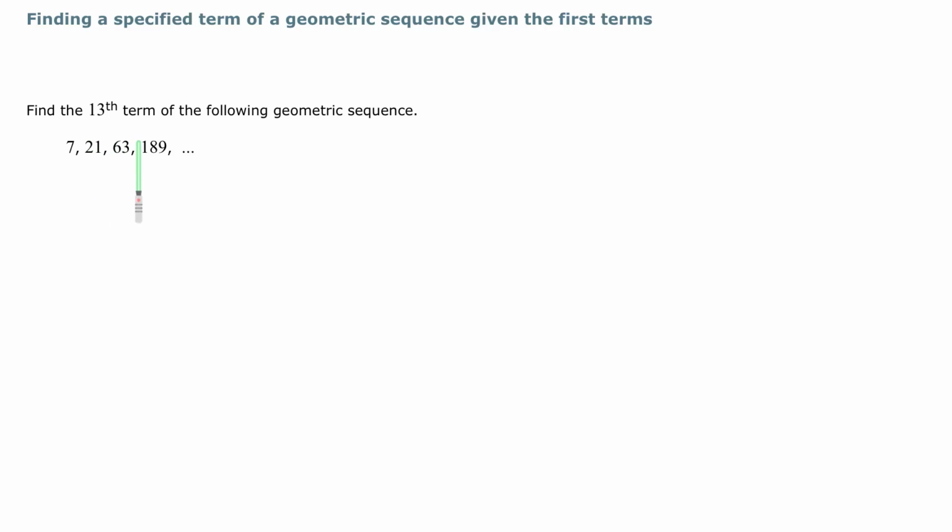Let's find the 13th term of the following geometric sequence. Now, we're not going to write all 13 terms here. What we're going to do instead is find a common ratio. So let's label a sub 1 and a sub 2, and you could even label a sub 3. And of course, this keeps going. If you look at the common ratio, let's just take a sub 3 over a sub 2. We get 63 over 21, which is 3.